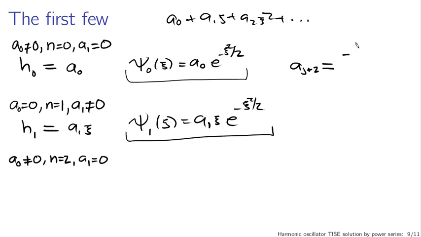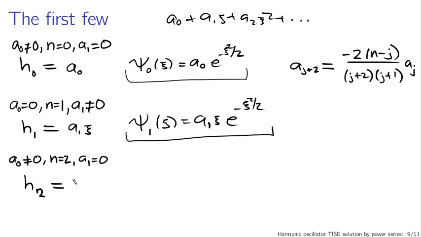And it looks like minus 2 times (n minus j) over (j plus 2)(j plus 1), all multiplied by a sub j. So this is what you get if you substitute the correct value of the energy into the recurrence relation. If I use this, H2 of xi is going to be a0, which is something non-zero, plus, what do we get for a sub 2? Well, we have 0 substituting in for j, and 2 substituting in for n. So I'm going to have minus 2 times (2 minus 0), and then in the denominator I'm going to have 2 times 1.